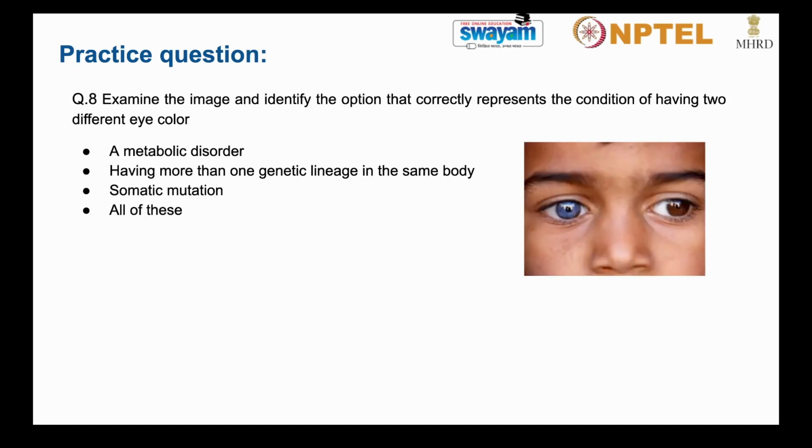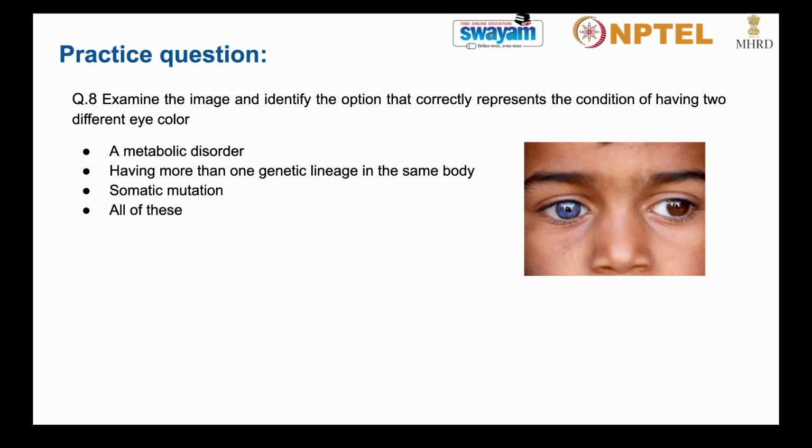Okay, now let's move to another question. Here it is given: examine the image and identify the option that correctly represents the condition of having two different eye colors. The options are: a metabolic disorder, having more than one genetic lineage in the body, somatic mutation, and all of these. Do you want to answer? It was also present in your assignment 2, and by this time you have also received the answers to these questions. So if you remember, you can answer.